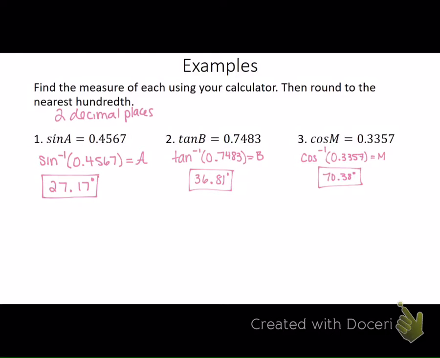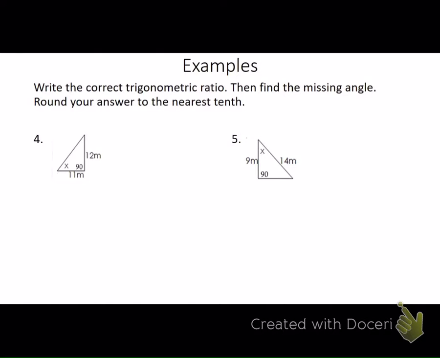All right. Questions on that before we get to the next examples here? All right, so write the correct trig ratio, then find the missing angle.